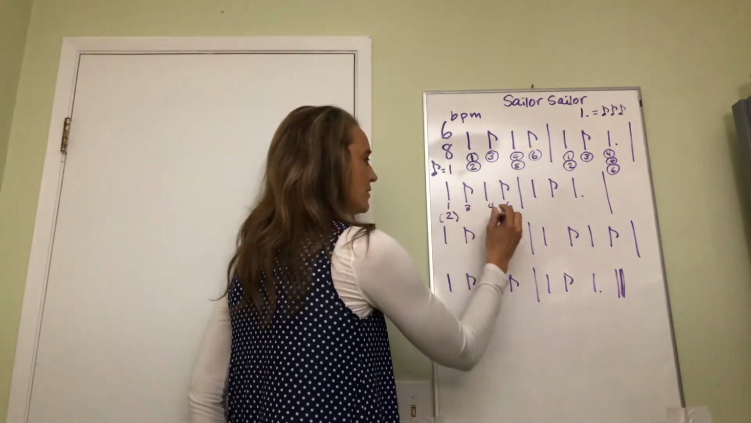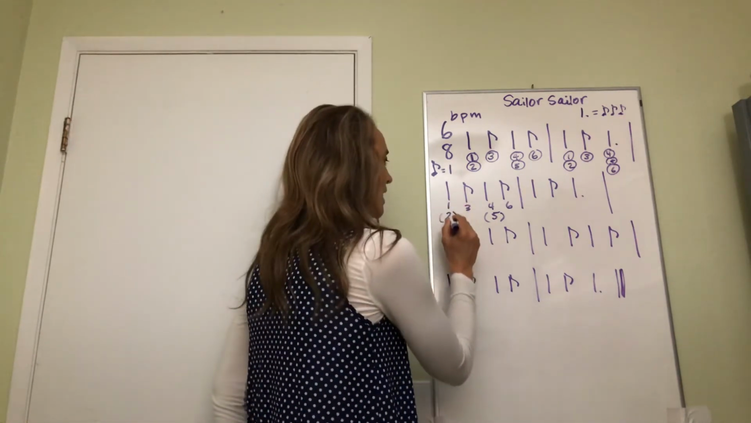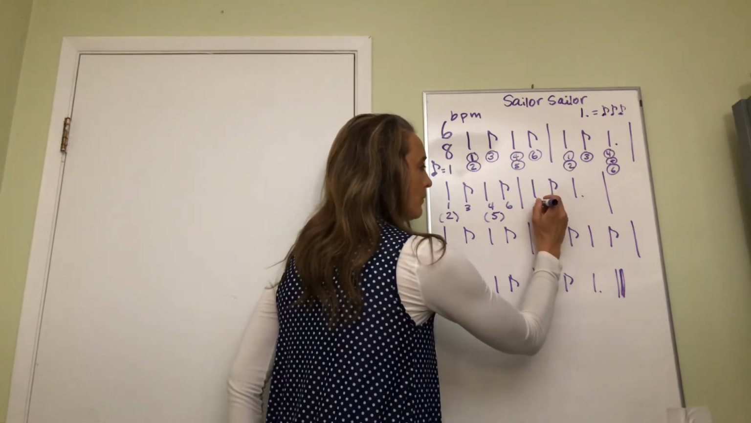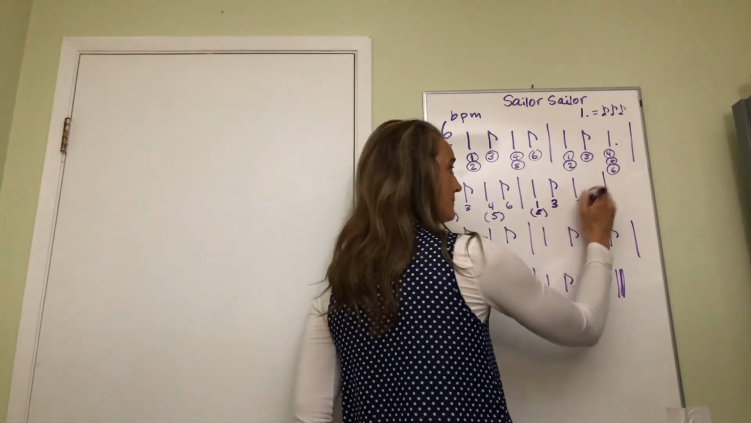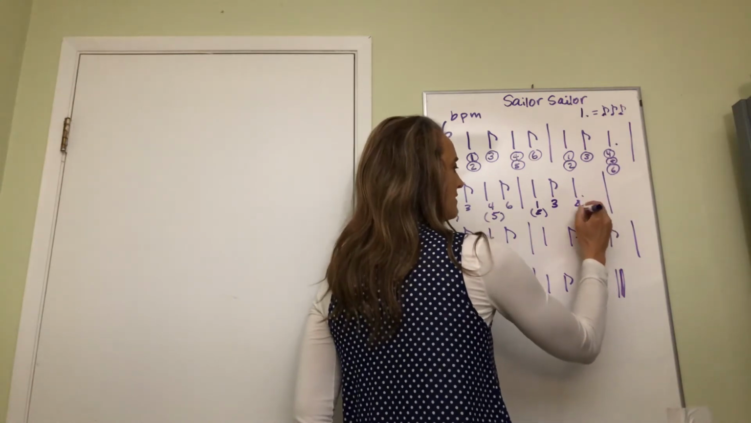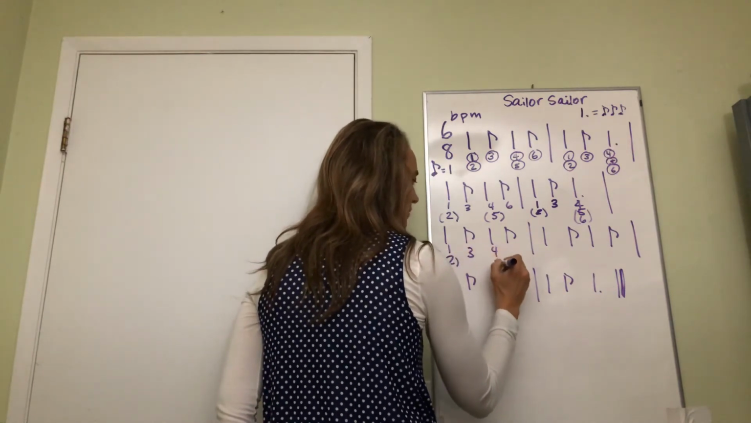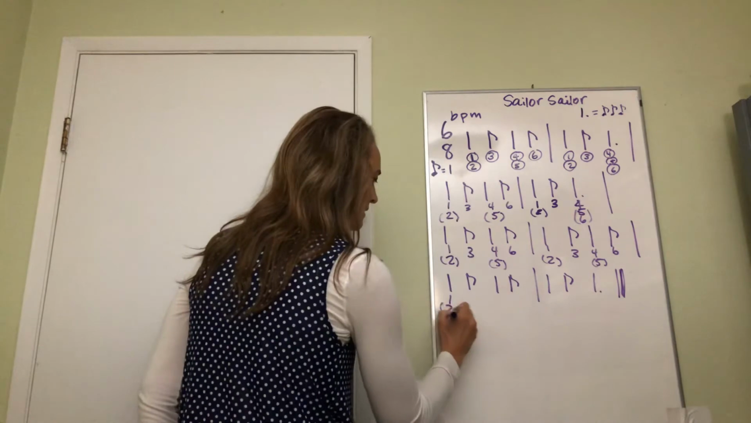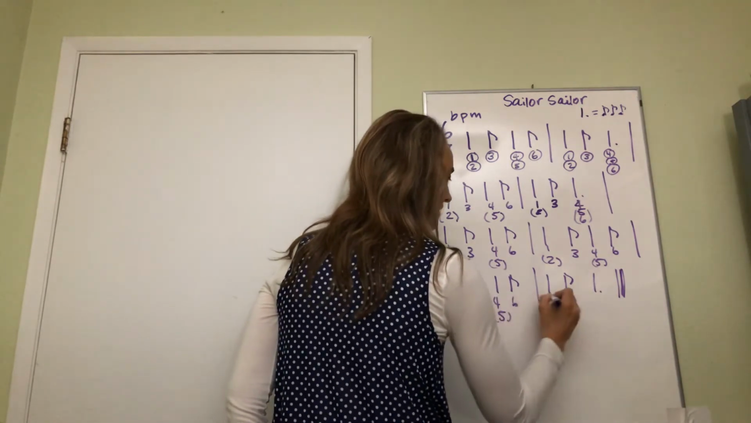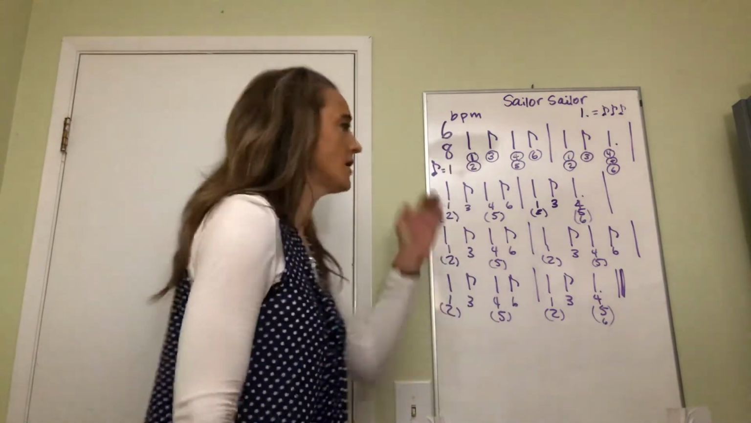I'm going to put the parentheses over the two and the five because when we say ta, we don't hear ta, we hear ta. So one, three, four, six, and then one, and then two, and then three, and then four, five, six. So it's going to be four. All right, let's move quickly. Ready? One, three, four, six. One, three, four, six.